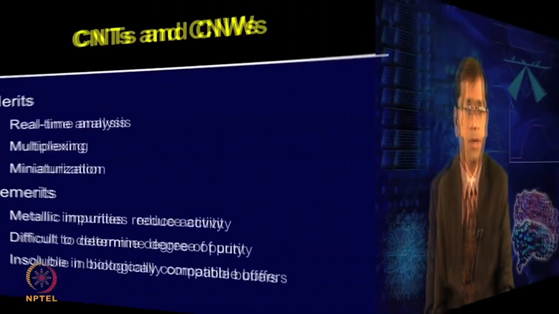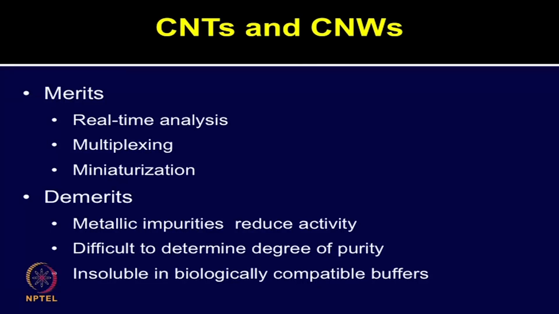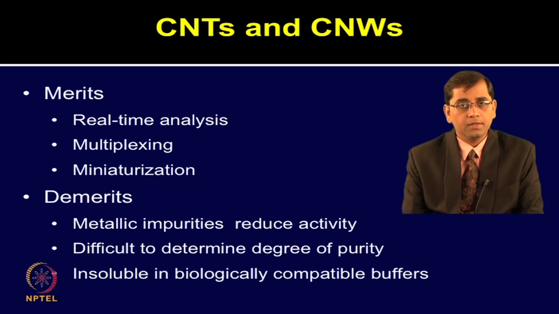Let us discuss some merits and demerits of using carbon nanotubes and nanowires. They allow real-time analysis similar to some of the previously discussed label-free techniques, including SPR, where we had the opportunity to monitor the reaction in real time, which is not the case with the label-based techniques, which are mostly endpoint analysis.